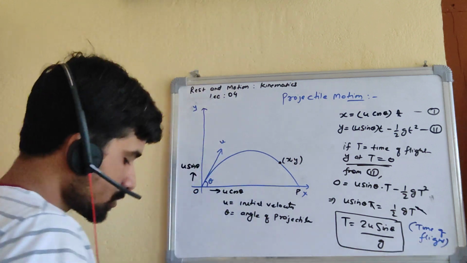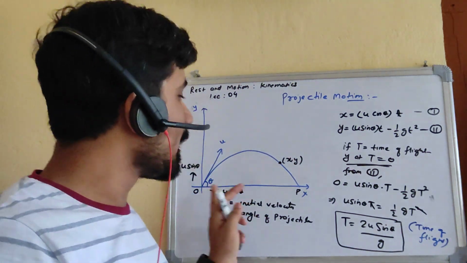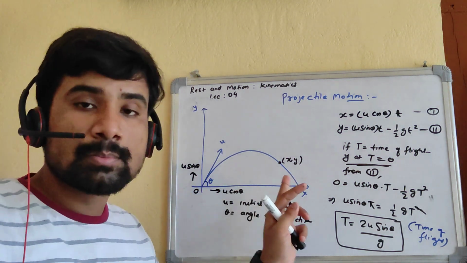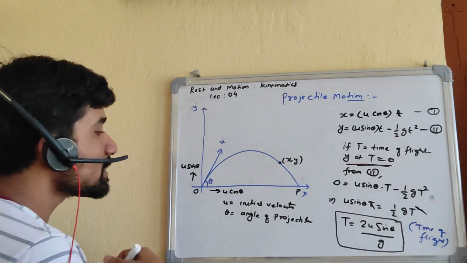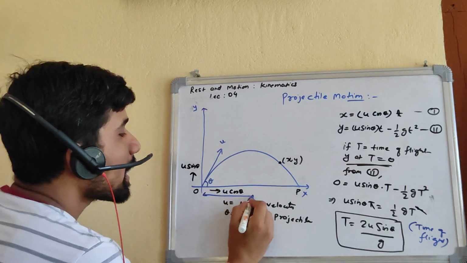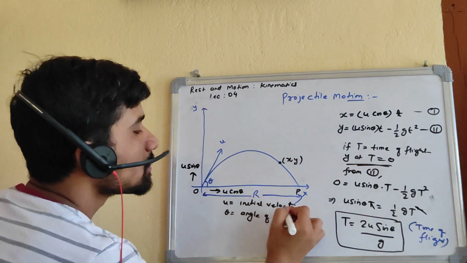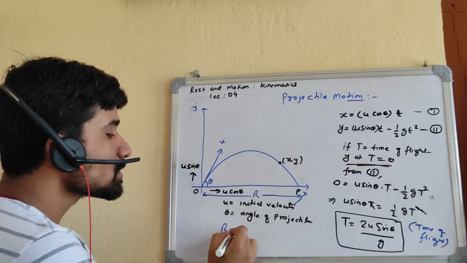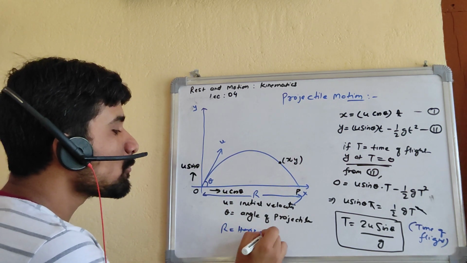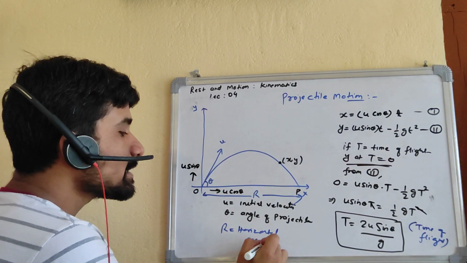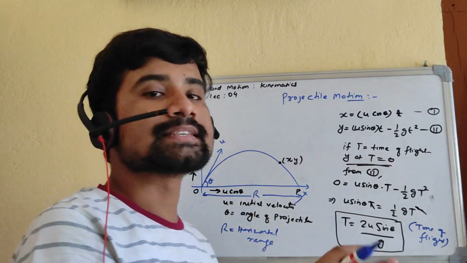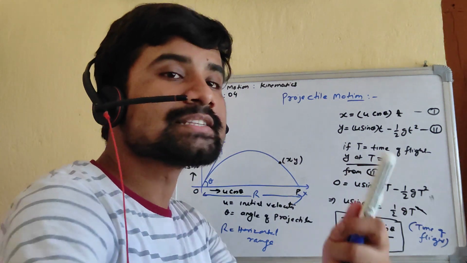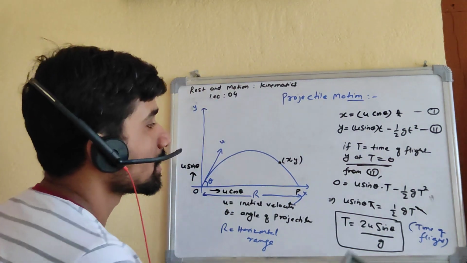So you see, at time equal to the time of flight, this object is at point P and it has covered a distance which is maximum, which is called R, the horizontal range. So at the time of flight, it has covered maximum distance along the x-axis, and that distance is called the horizontal range. Now let's derive what the horizontal range is here.